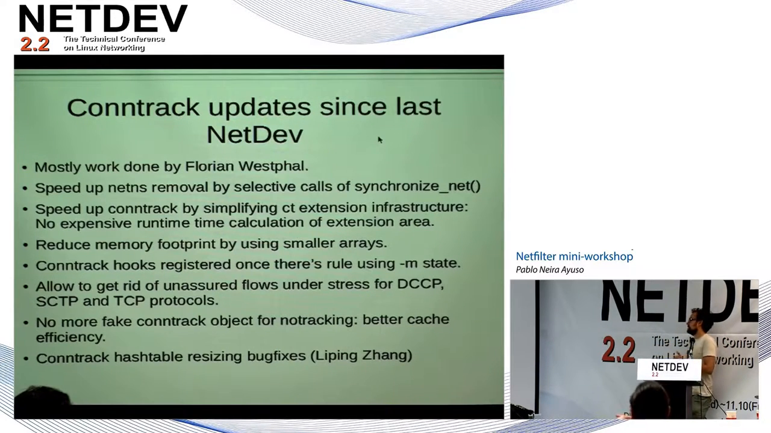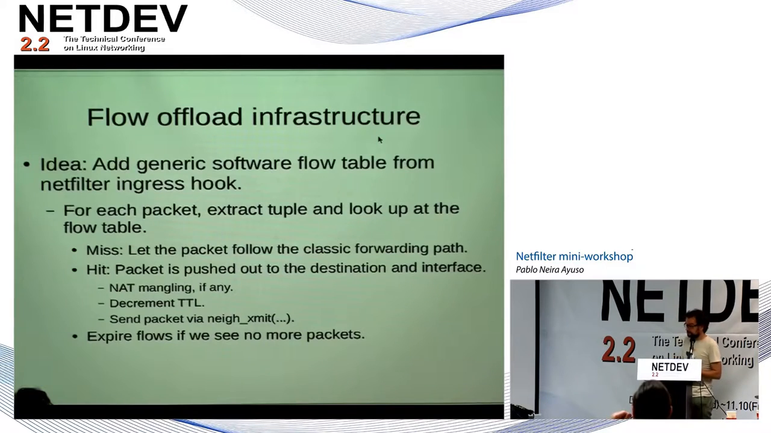So those are the candidates in case of stress situation. We have no more fake conntrack object anymore for no tracking, for better cache efficiency. And also there has been quite a bit of bugs that has been solved by Liping Zhang in terms of hash table resizing. We have a routine that allows us to resize the connection tracking table at runtime. And now those are fixed.